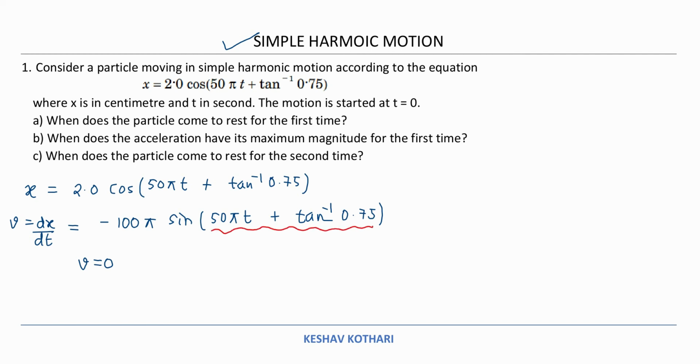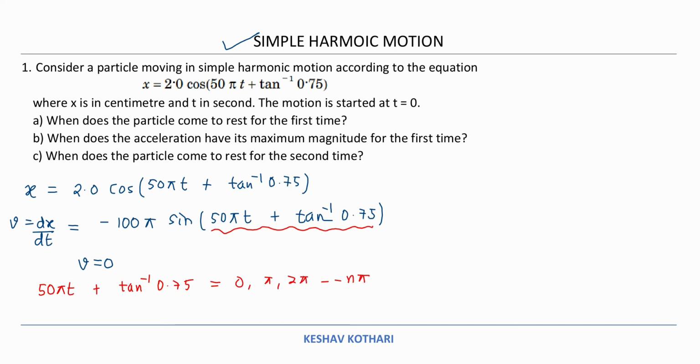So for the speed to be 0, 50 pi t plus tan inverse of 0.75 can be 0, pi, 2 pi, and in general n pi. These are the possible values it can attain. The problem is asking for the first time. Now 0 cannot be the possibility because we have a positive value of the initial phase. If I take 0 I will get a negative value of time, which is not possible, so we equate this to pi. Then I need to write tan inverse 0.75 in terms of pi, so we write this as pi by 5.